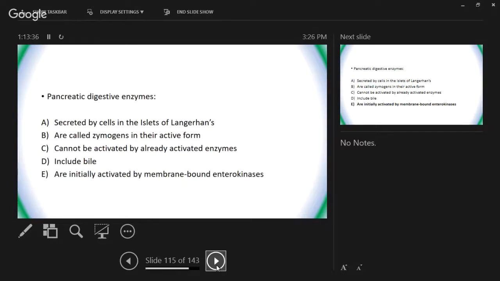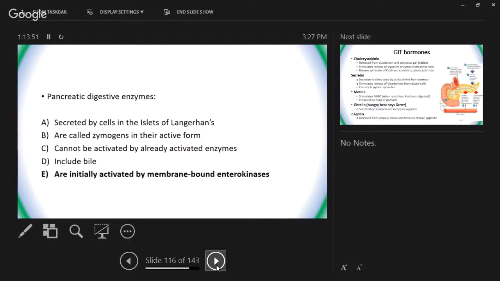Pancreatic digestive enzymes. Yeah, well done. So they're secreted by the exocrine cells. Zymogens are the inactive form. They can be activated by already activated enzymes, so they can activate themselves. And bile is not a pancreatic digestive enzyme.